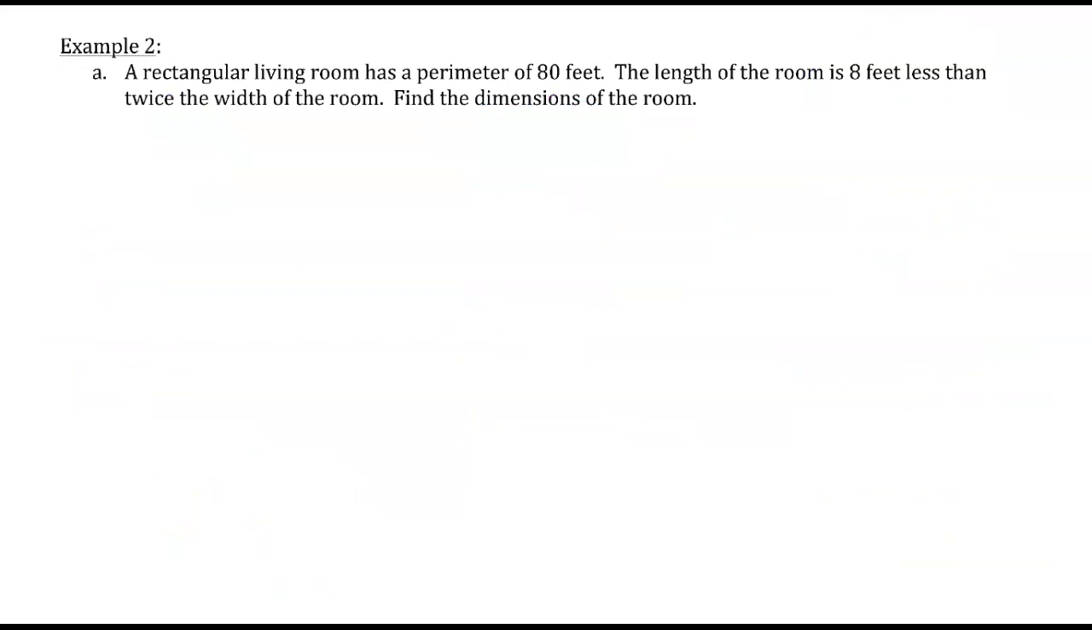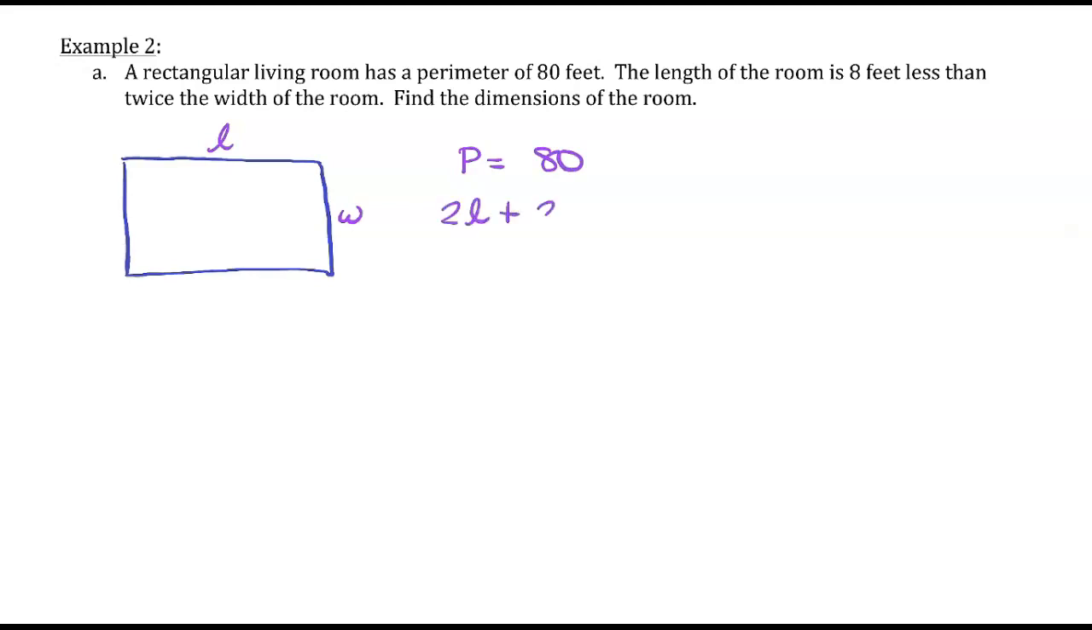Example 2 tells us that we have a rectangular living room with a perimeter of 80 feet. Let's draw the picture and jot that down. Since the living room is a rectangle, we have some length and some width. We're also told that the perimeter is equal to 80 feet. That is, 2 times the length plus 2 times the width is equal to 80. Let's keep reading. The length of the room is 8 feet less than twice the width of the room.